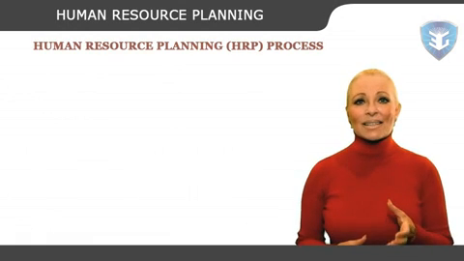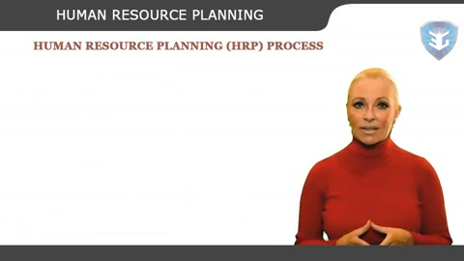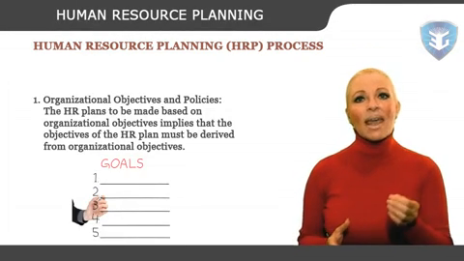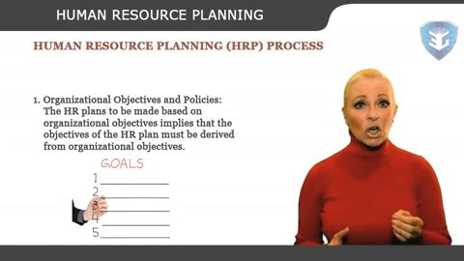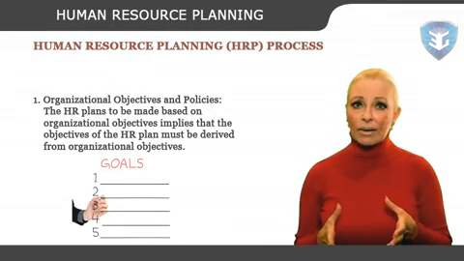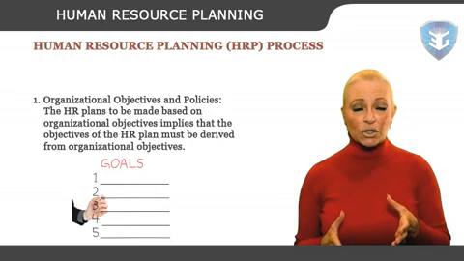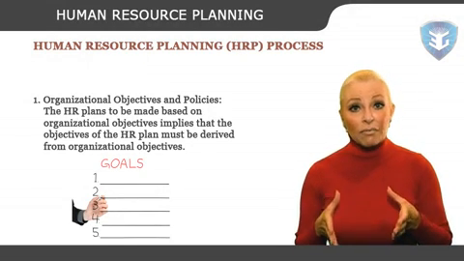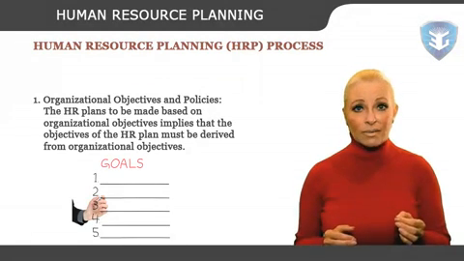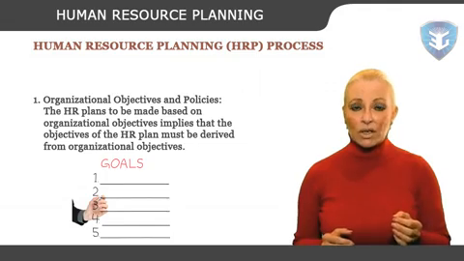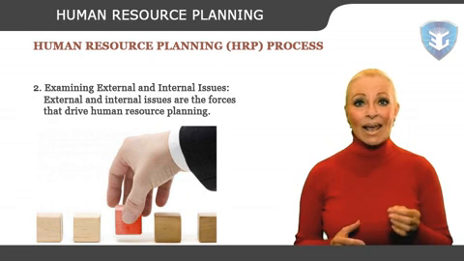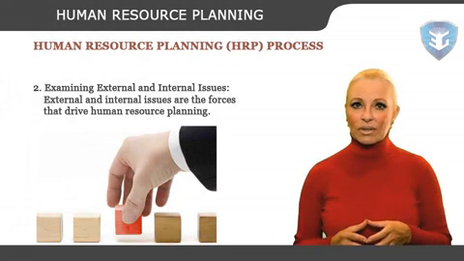Let's now discuss the human resource planning process. 1. Organizational objectives and policies. The HR plans to be made based on organizational objectives implies that the objectives of the HR plan must be derived from organizational objectives. Specific requirements in terms of number and characteristics of employees should be derived from the organizational objectives.